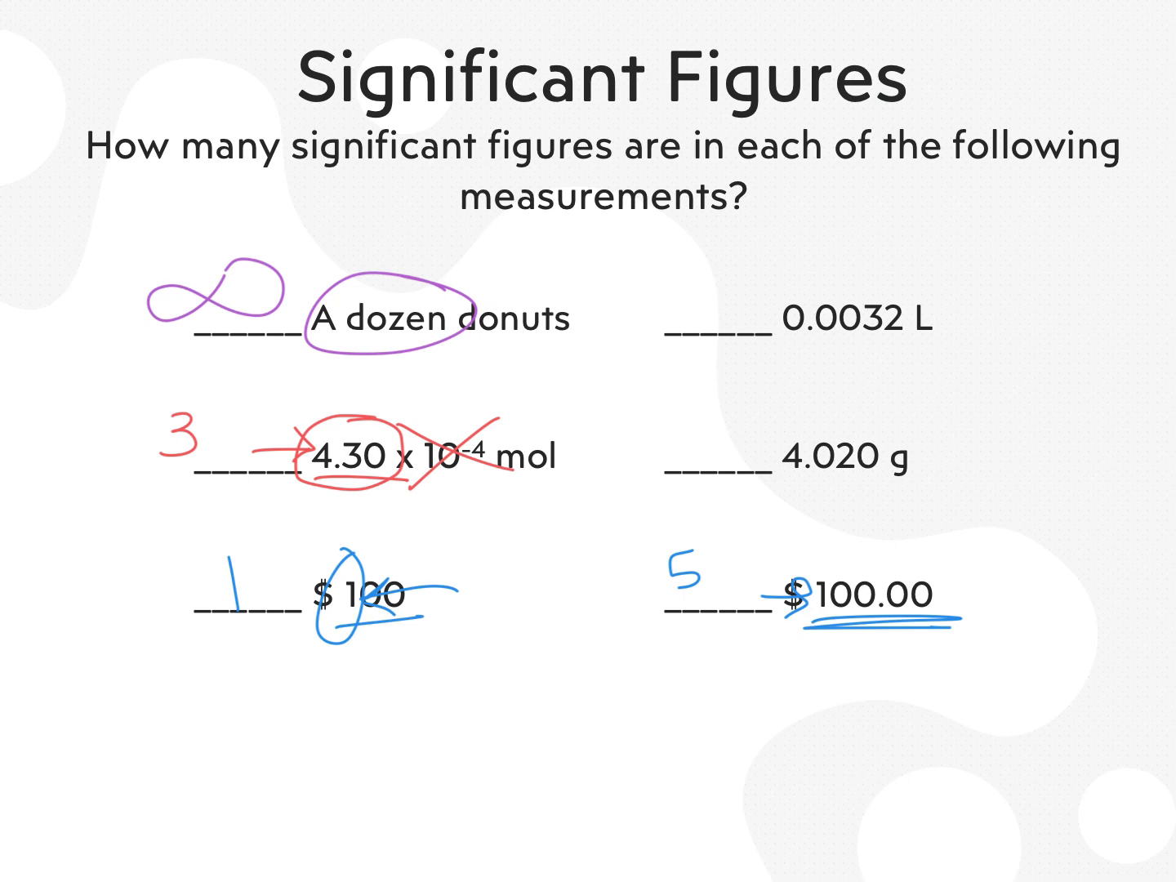Okay, 4.020, that decimal is present. There are 4 significant figures there. 0.0032, I'm going to stop when I get to my first non-zero and count everything that's left. There's 2 here. So if I had the number 0.0320, the decimal is present. Stop when I get to my first non-zero. There are 3 left. All right, that's counting significant figures.